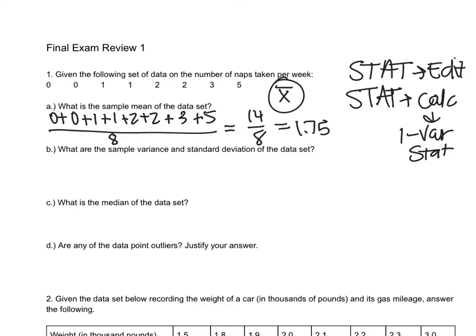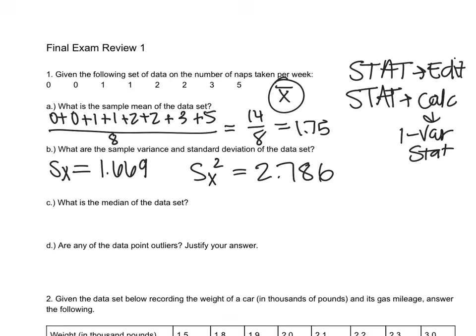If we're using this as well, it's easier to calculate sample variance and standard deviation. Remember, the sample standard deviation is SX, which is 1.669. The sample variance is just the square of the standard deviation. So if we do 1.669 and we square it, we're going to end up with 2.786.